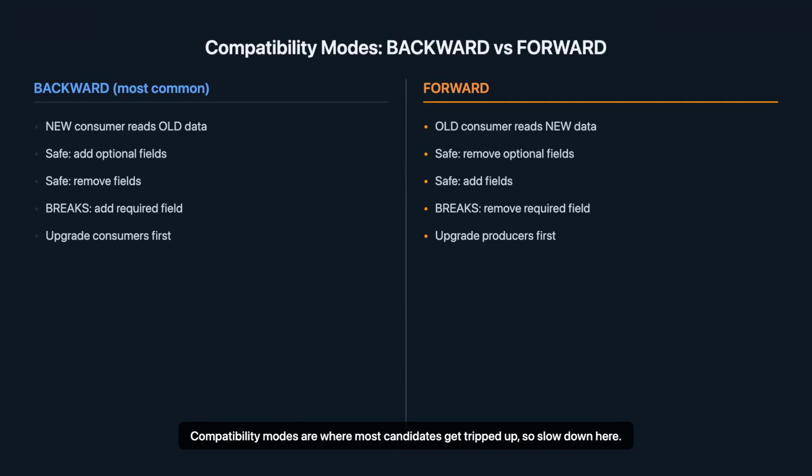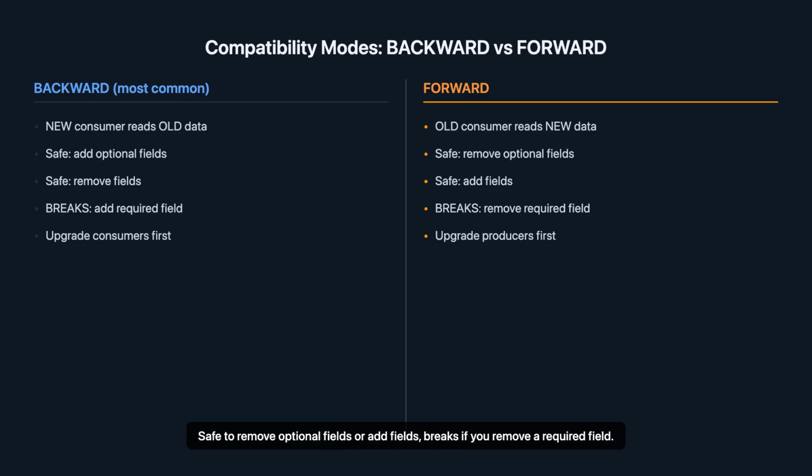Compatibility modes are where most candidates get tripped up, so slow down here. Backward compatibility on the left means a new consumer using the new schema can still read old data written with the old schema. This is the most common mode in practice. It's safe to add optional fields or remove any field, but it breaks if you add a required field because old data won't have it. With backward, you upgrade consumers first. Forward compatibility on the right is the mirror image. An old consumer using the old schema must be able to read new data written with the new schema.